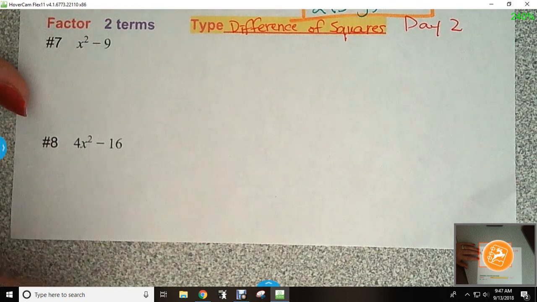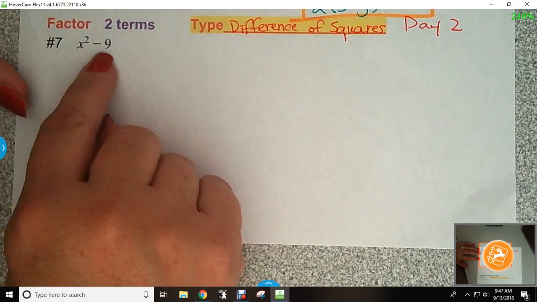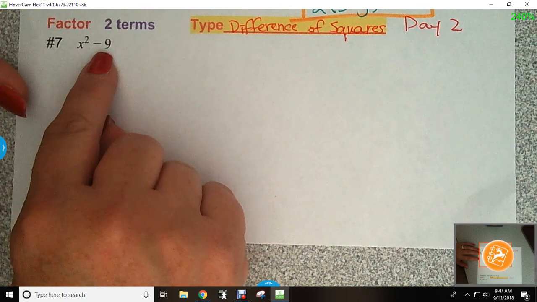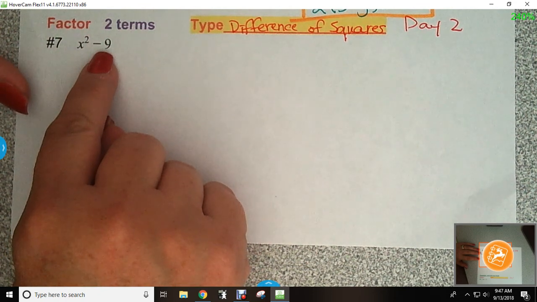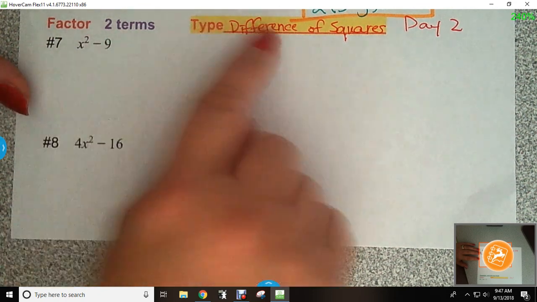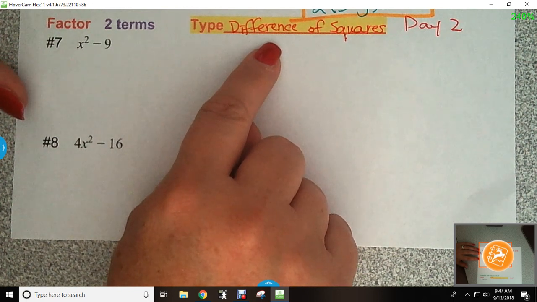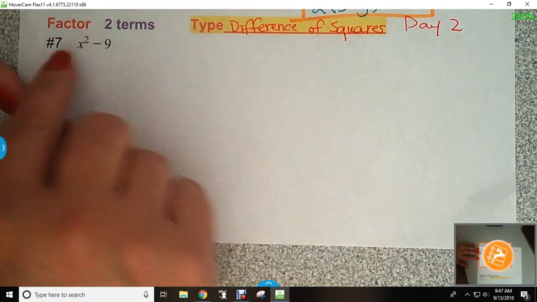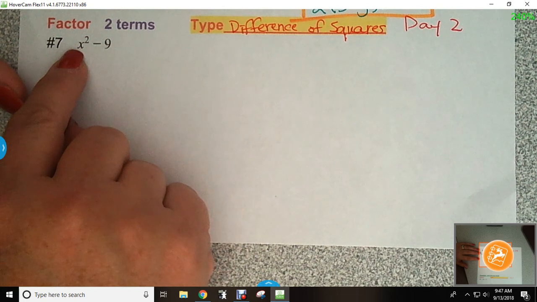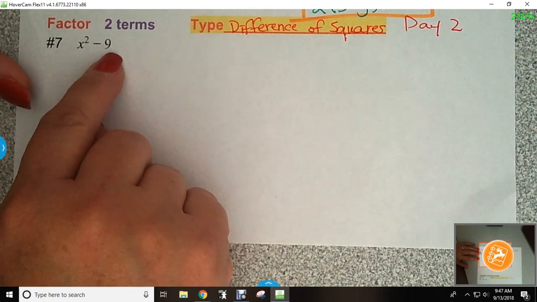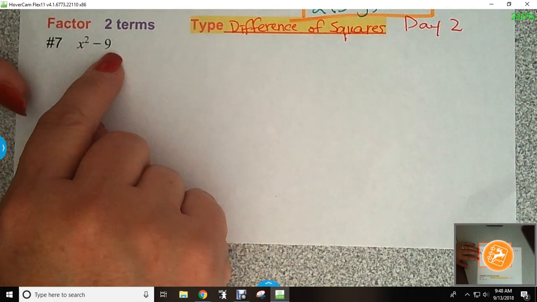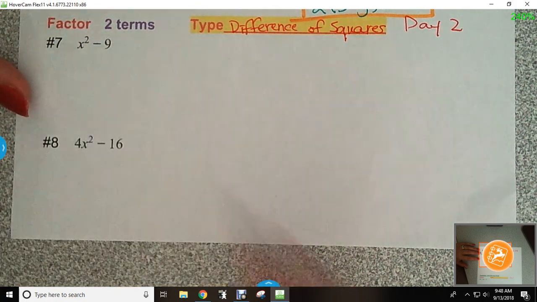So let's take a look at number 7. Here, I have two terms. There is no greatest common factor. There's a minus in the middle, so maybe it's a difference of squares. To test it, I've got to see, can you take the square root of x squared? Yes, you get x. Can you take the square root of 9? Yes, you get 3. So here's how we factor it.